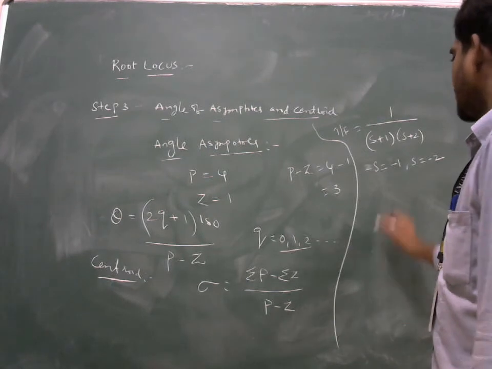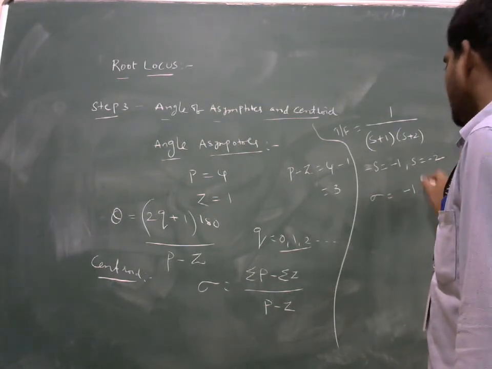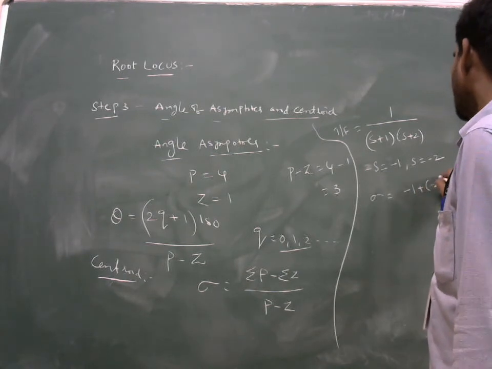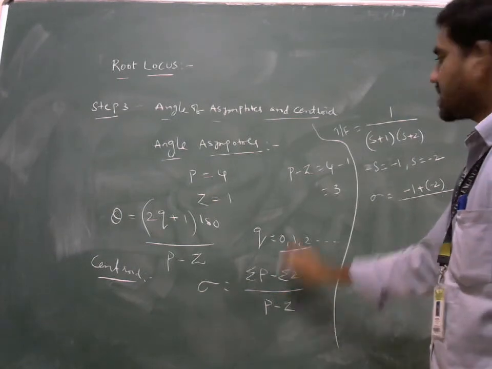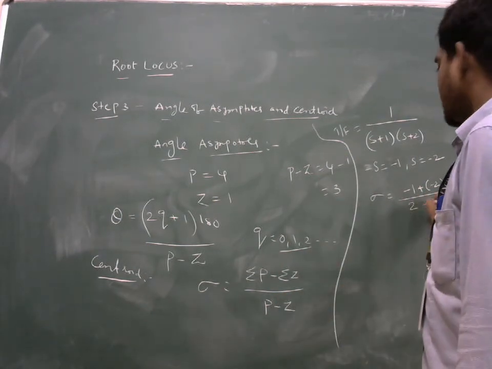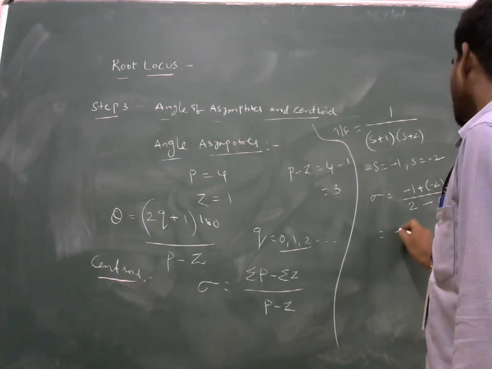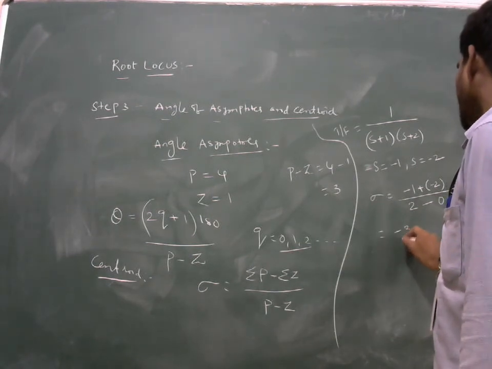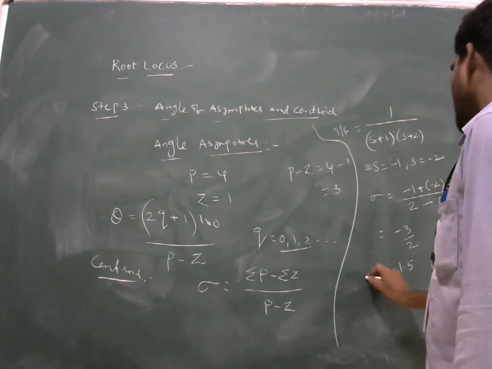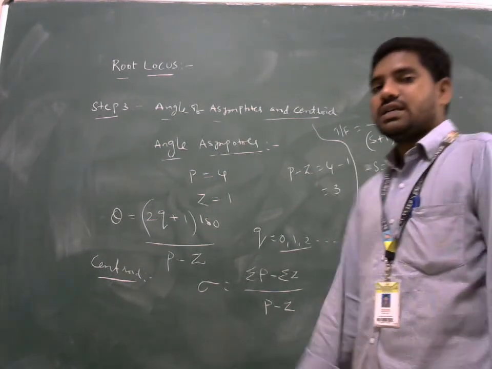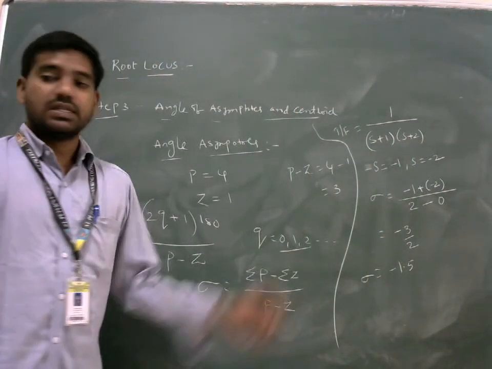Now, what is the centroid? Centroid is equal to summation of poles, minus 1 plus minus 2, whole divided by number of poles. How many poles are there? 2. Minus number of zeros. How many zeros are there? 0. That means minus 3 by 2, which is equal to minus 1.5. This value we call the centroid.